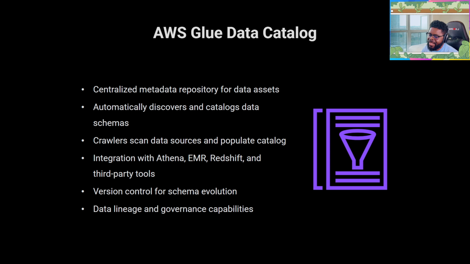Crawlers are also a feature of Glue, where you can use them to get the data and catalog it, and then just run the same Athena queries that we were running before. There's tight integration with Athena, EMR, Redshift, and other third-party tools. And there's version control for schema evolution, so you can see over time how your schema is evolving.